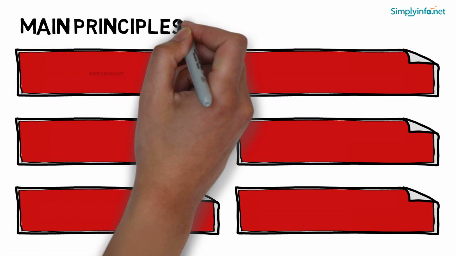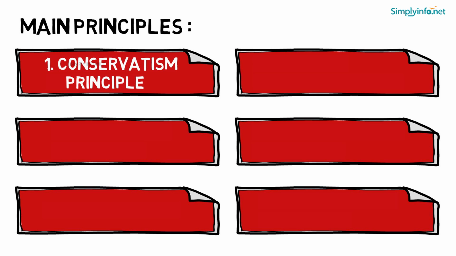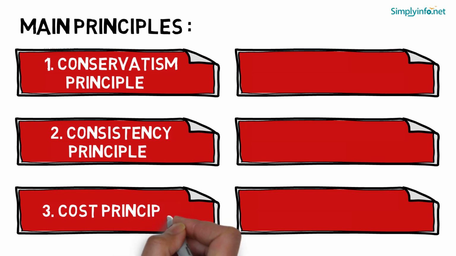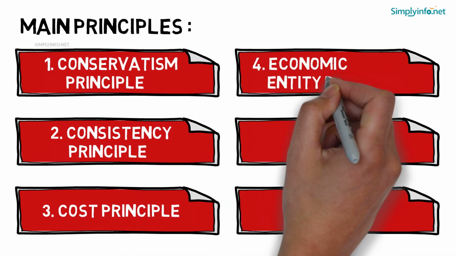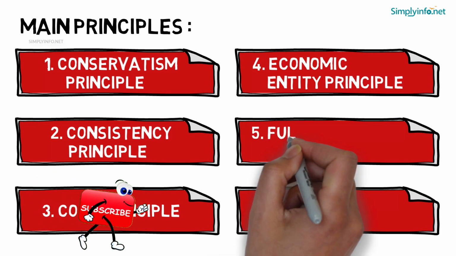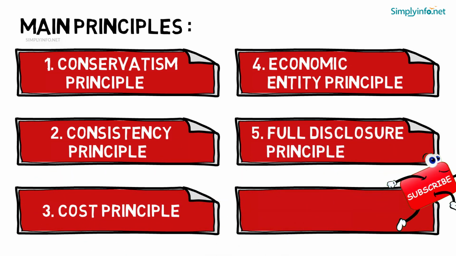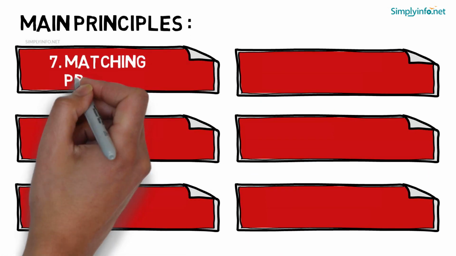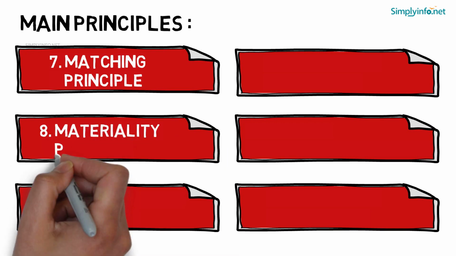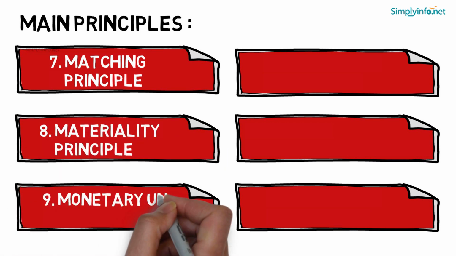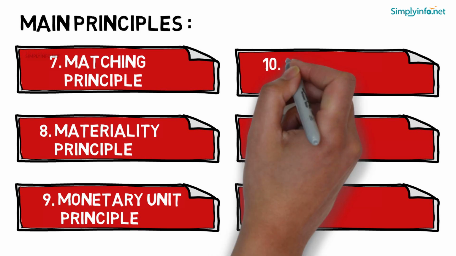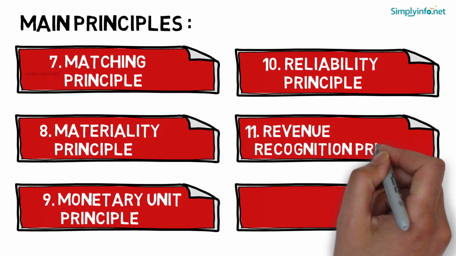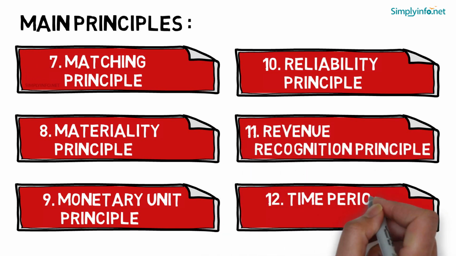The main principles are 1. Conservatism principle. 2. Consistency principle. 3. Cost principle. 4. Economic entity principle. 5. Full disclosure principle. 6. Going concern principle. 7. Matching principle. 8. Materiality principle. 9. Monetary unit principle. 10. Reliability principle. 11. Revenue recognition principle. 12. Time period principle.